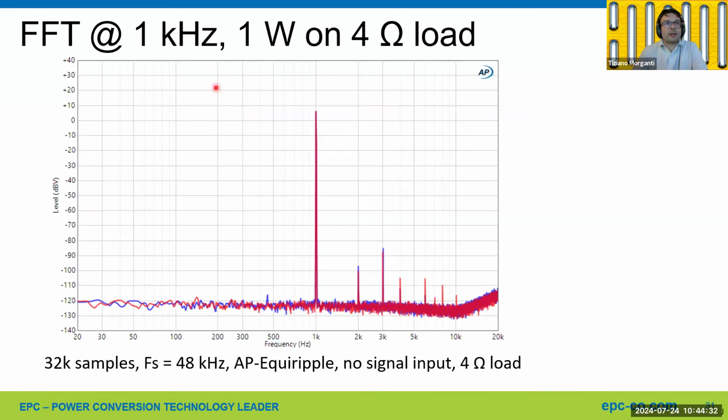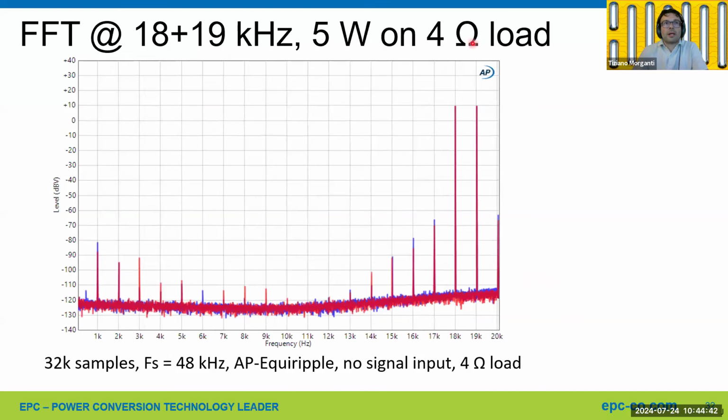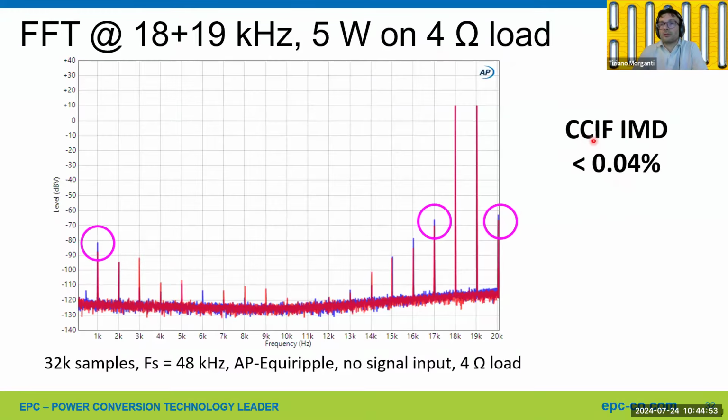This is the FFT with 1 watt at 1 kilohertz on 4 ohm load. It's 0.003% THD. Then this is an intermodulation measurement FFT with 5 watt on 4 ohm load. The CCIF IMD is below 0.04%.